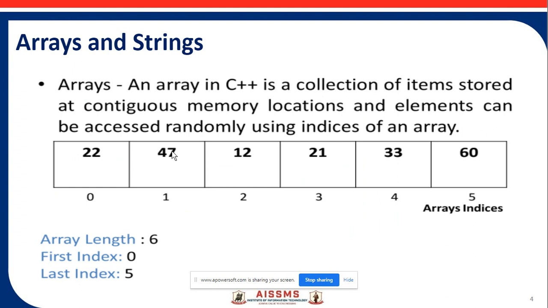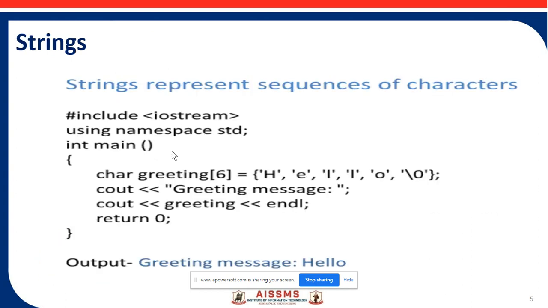So what are arrays? An array in C++ is a collection of items stored at contiguous memory locations, and elements can be accessed randomly using indices of the array. Here is an array of length 6 and its indices. The first index is 0, the array starting from 0 as the initial condition, and the last index is 5. So these are nothing but the array indices.